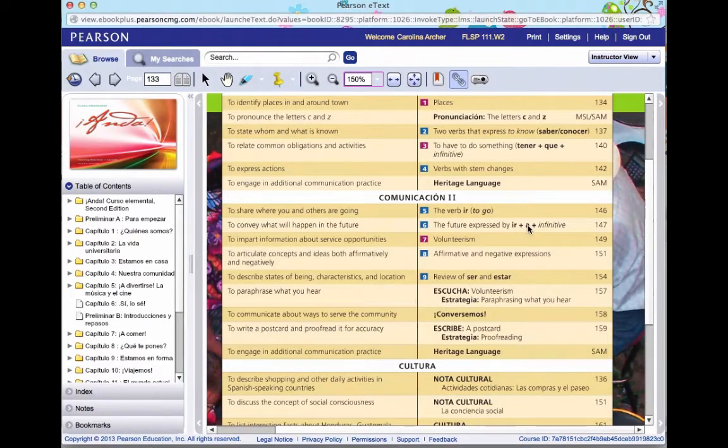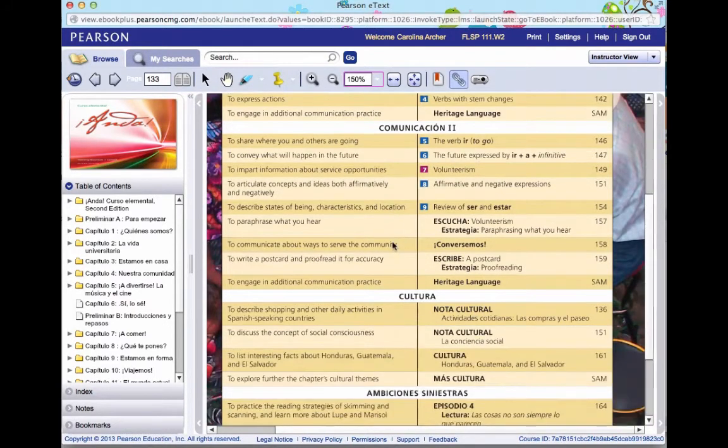Okay, I'm going to take my kids to the park. Okay, so that denotes future. In Spanish, you do that with ir plus the word a plus an infinitive. And another area that we're going to cover with vocabulary will be service opportunities or volunteerism, and we're also going to learn some affirmative and negative expressions. Okay, so that's pretty much what we're going to cover.